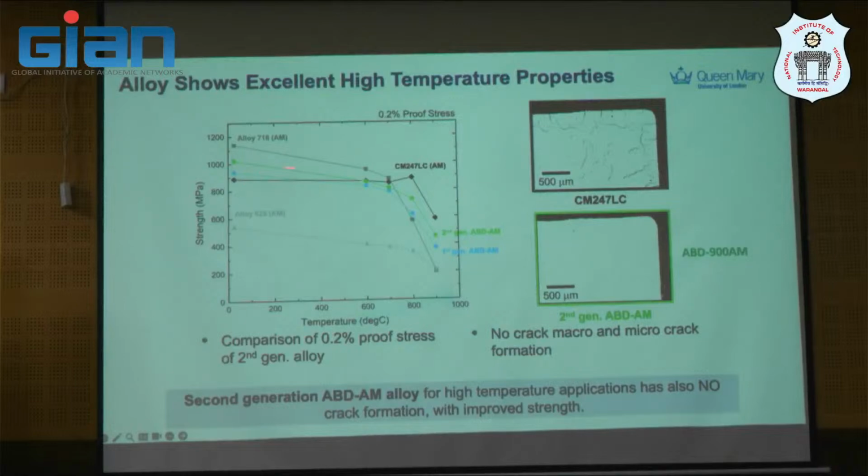And in terms of the second generation, we do the same. And you will see the green line here. At 900 it is printable and actually performed better than the first generation series, without crack. The second generation also has no crack and with improved property. So the performance of the material goes up to 900 centigrade.